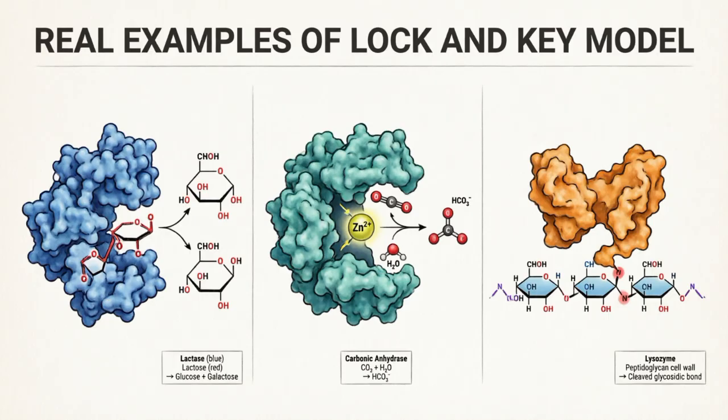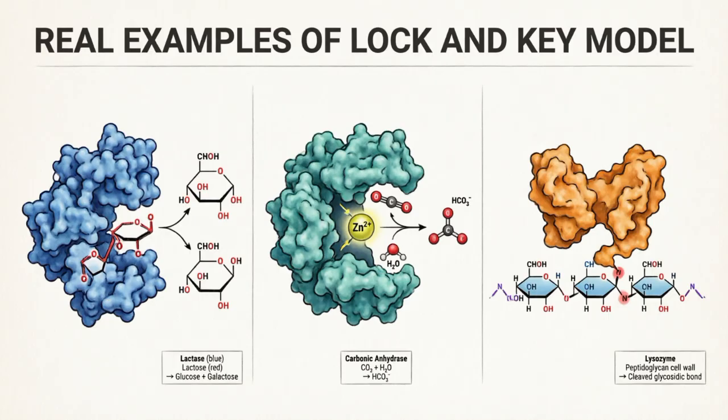Example 3, lysozyme. On the right side, we have lysozyme, shown in orange or golden brown. This is your body's natural antibiotic enzyme. Look at this long chain at the bottom. This is peptidoglycan, the material that makes up bacterial cell walls. Notice the blue hexagonal rings. These are sugar units connected by glycosidic bonds. See these red circles on the chain?